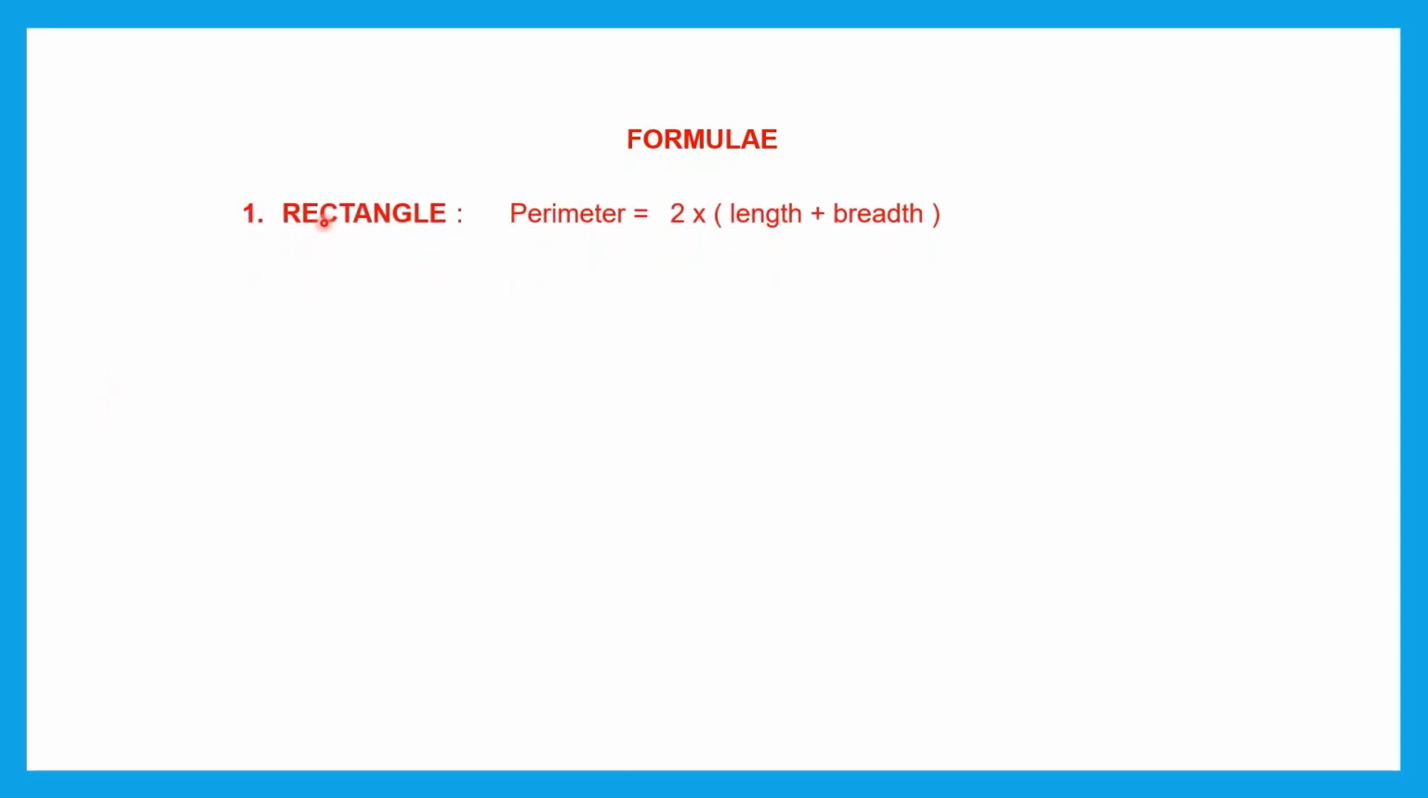First, rectangle. If you have to find the perimeter of a rectangle, the formula you will use is 2 into length plus breadth. If you have to find the length of a rectangle given perimeter, use the formula perimeter by 2 minus breadth. If you have to find the breadth of a rectangle given perimeter, you use the formula perimeter by 2 minus length. So these are the three formulae for a rectangle.